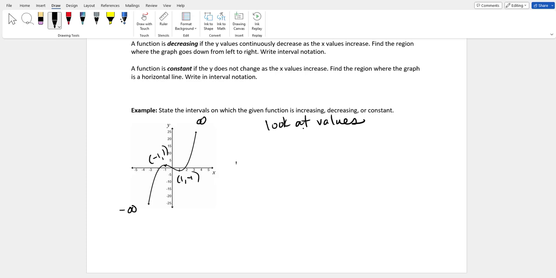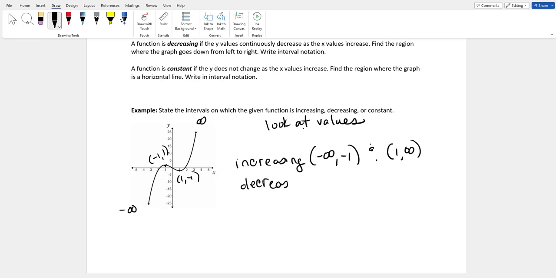Okay, so let's look at increasing. This graph goes from the bottom, so it's going up from negative infinity, and then it hits this point, negative 1, 1. We're only going to write the x value. So this is increasing from negative infinity up to negative 1. And it looks like it also increases again from this point 1, negative 1 to infinity. But I'm only going to write the x value. So it's going to start from 1 all the way out into infinity.